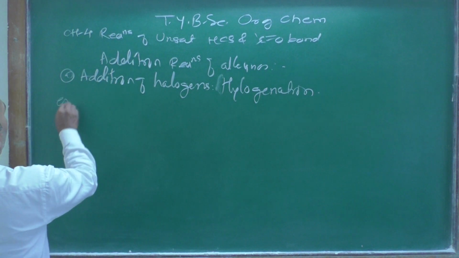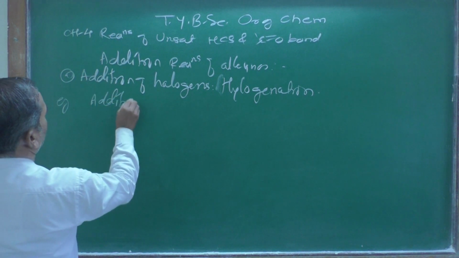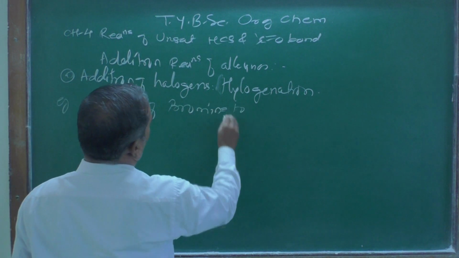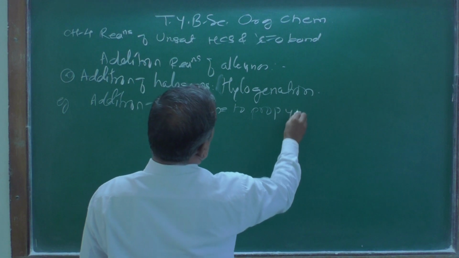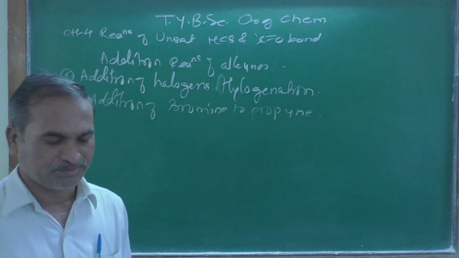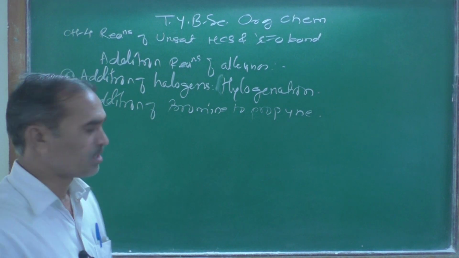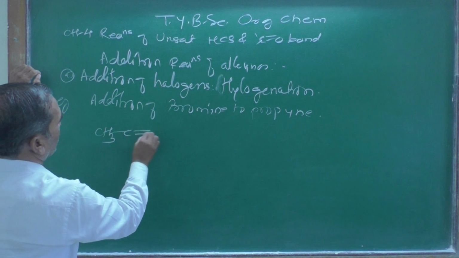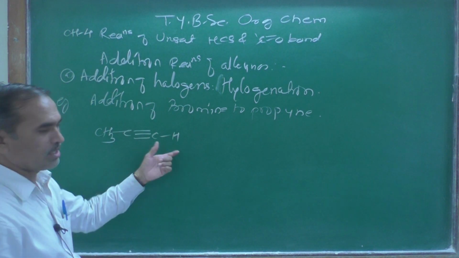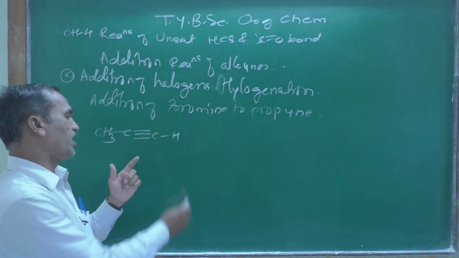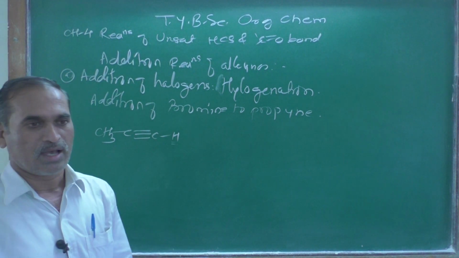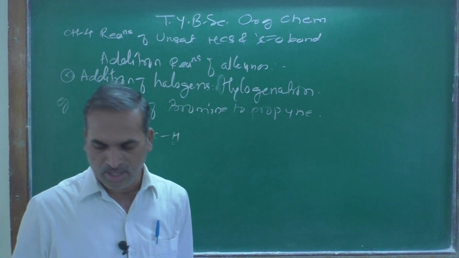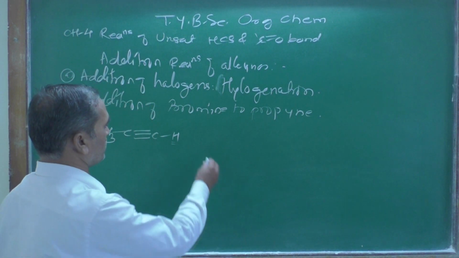Here, for example, the addition of bromine to propyne, right? Propyne is the starting material we are considering in this case, CH3 C triple bond CH. Look here at the acetylenic proton. I already told you that these acetylenic protons are highly acidic in nature because they are attached to the sp carbon atom.